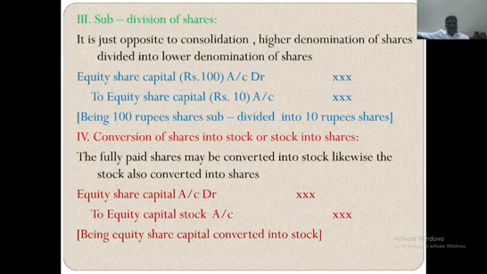Equity share capital account debit. So the amount is not changed, but the share value is changed. For example, the old share capital is 100 rupees per share, but the new share capital is 10 rupees, so shares increase. For example, 1000 shares at 100 rupees is 1 lakh, but here it is converted into 10 each, so 10,000 shares. The shares have increased, but the face value decreased. Journal entry: equity share capital account debit to equity share capital account, being 100 rupees shares subdivided into 10 rupees shares.